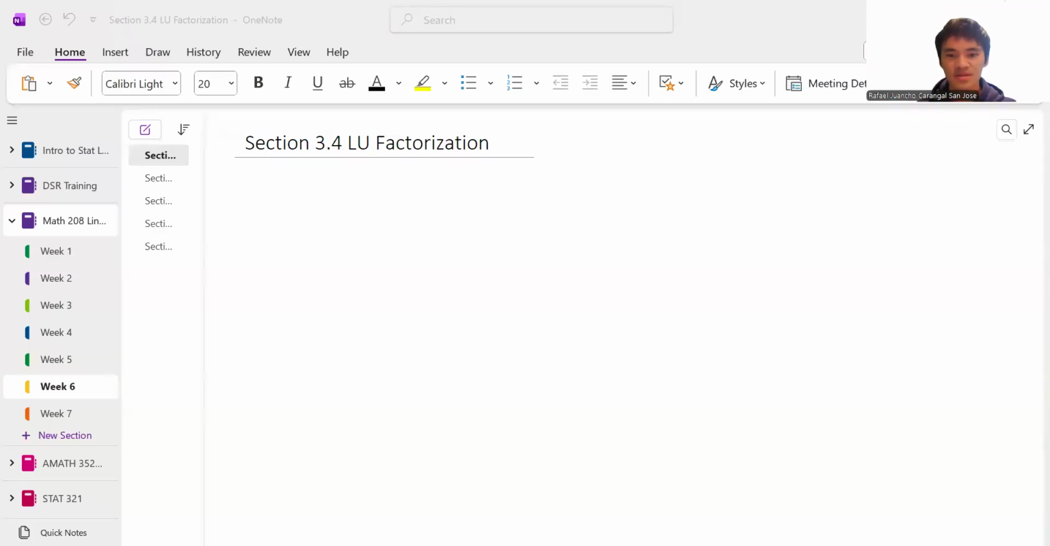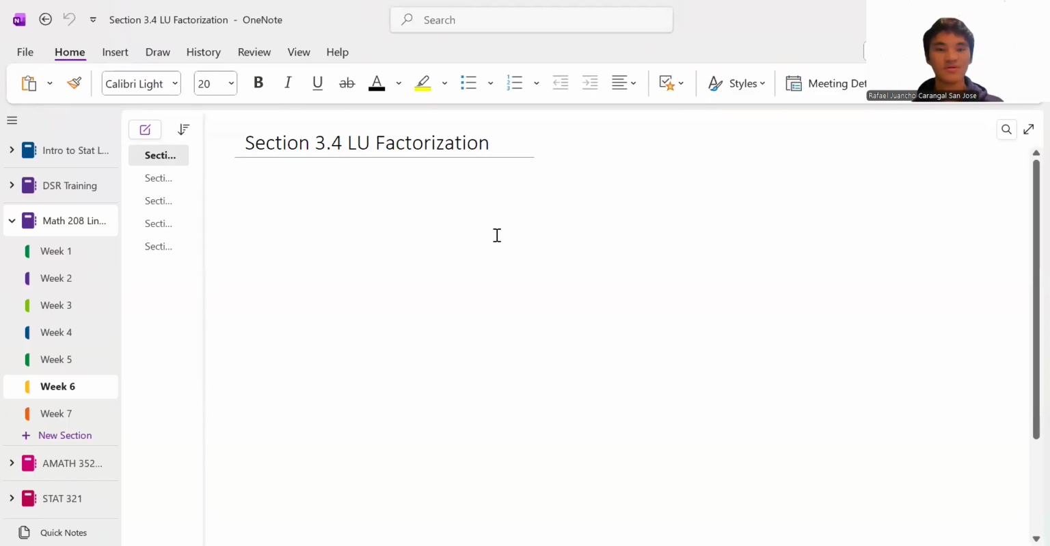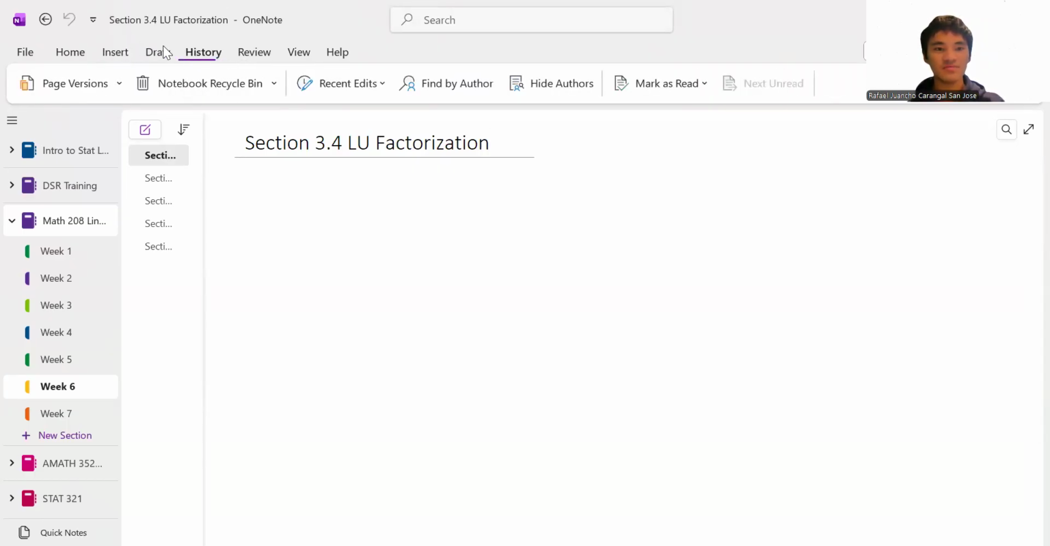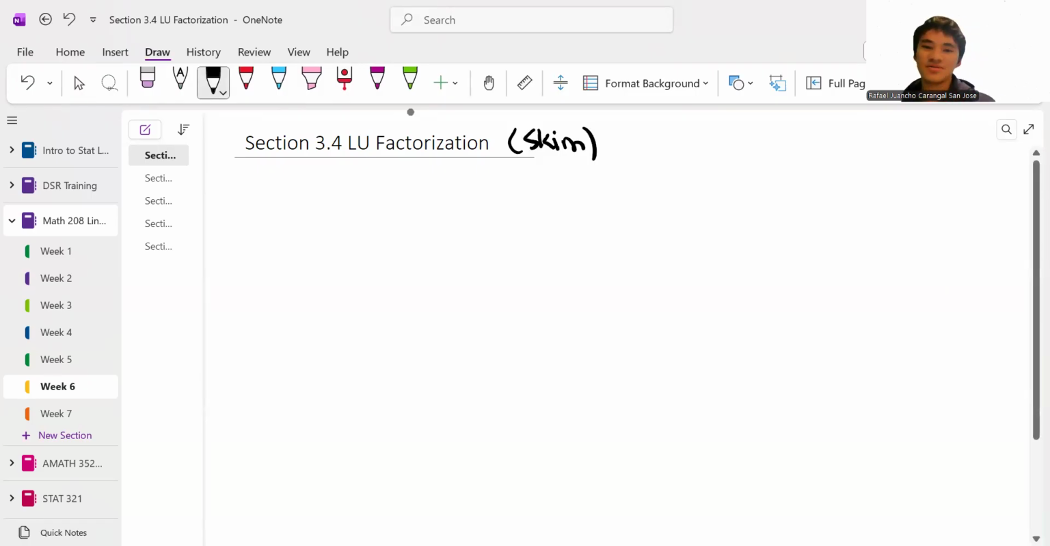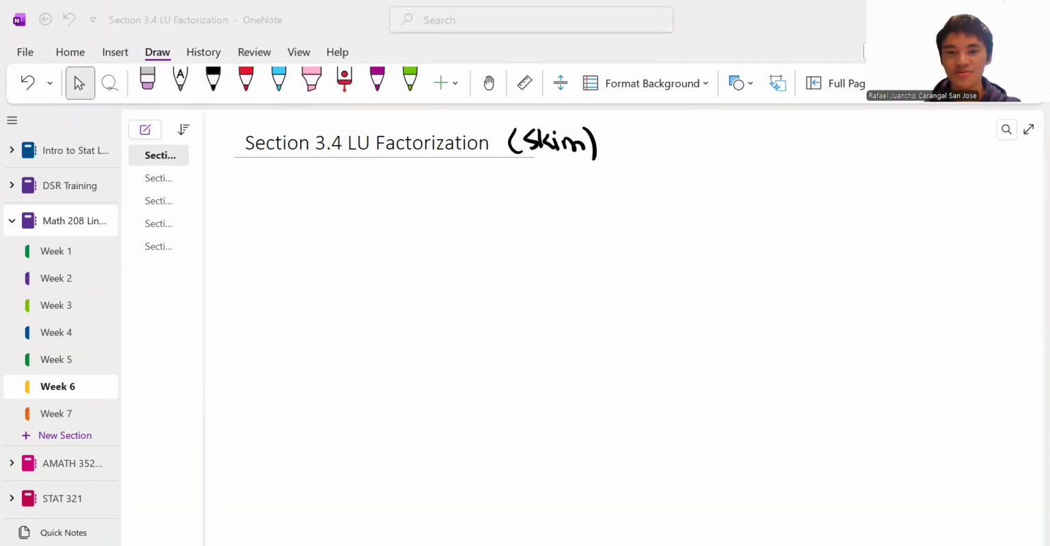So today we're going to be continuing our linear algebra series, and we're going to talk about LU factorization. Here, this is basically going to be a brief skim. We're not going to take too long, hopefully. We're going to skim through this section because it really isn't part of the curriculum, but we're going to go through it just a bit. So let's hope we don't run too long.